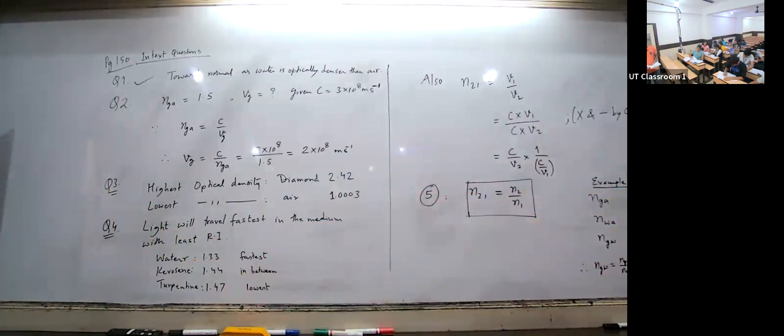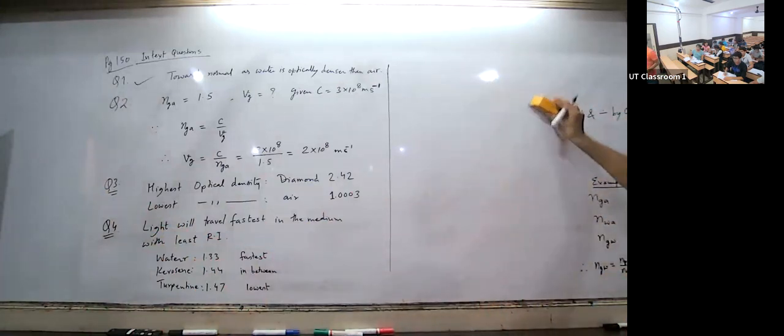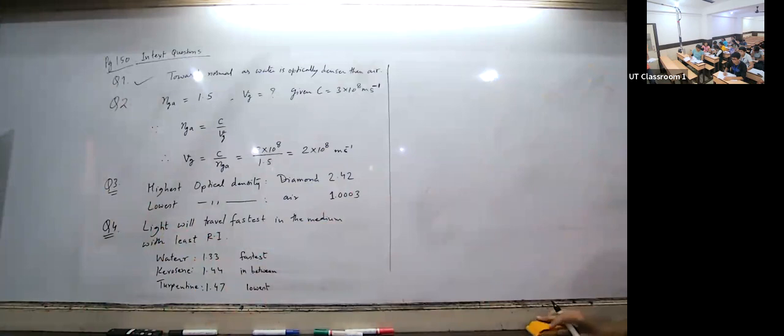Who will read question 5? The refractive index of diamond is 2.42. What is the meaning of this statement? Yes, tell us please. So in diamond, the speed of light is the lowest. This statement means that light will travel with the lowest speed in diamond.